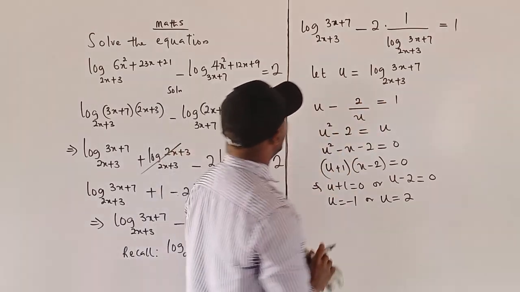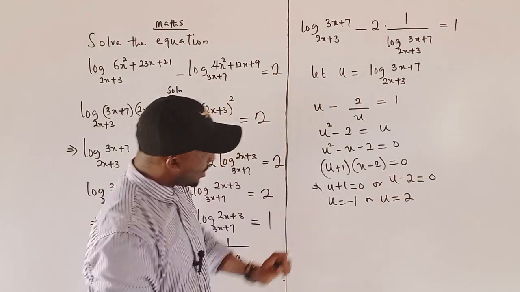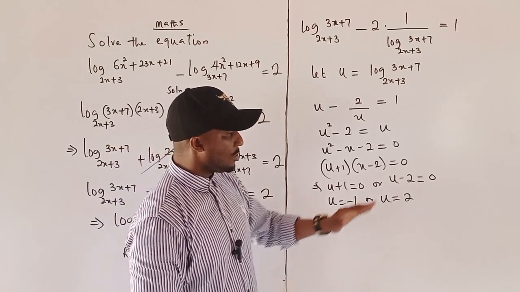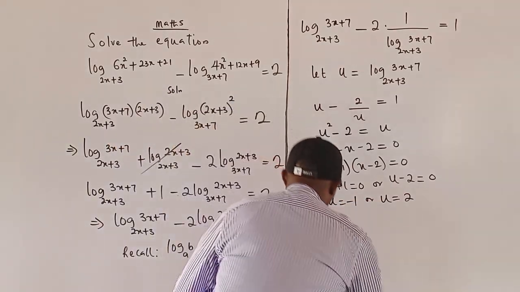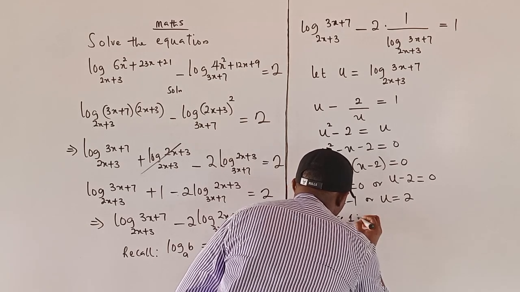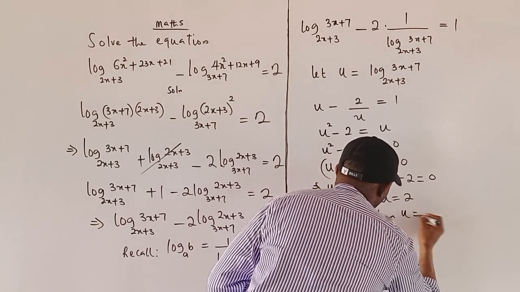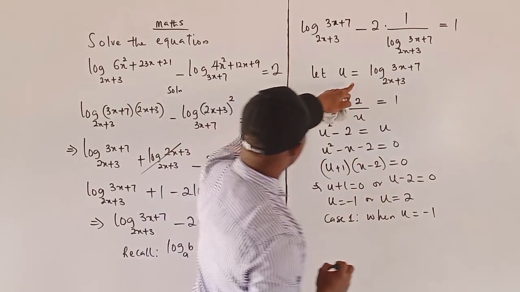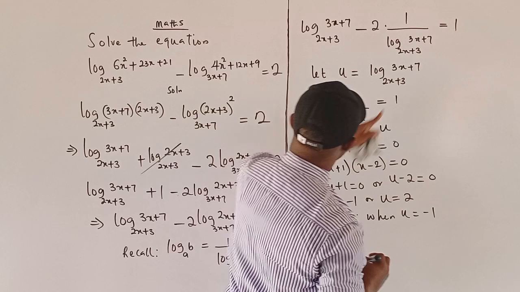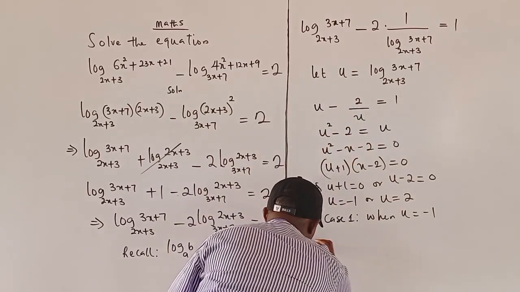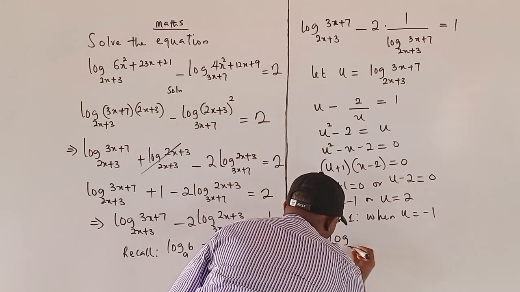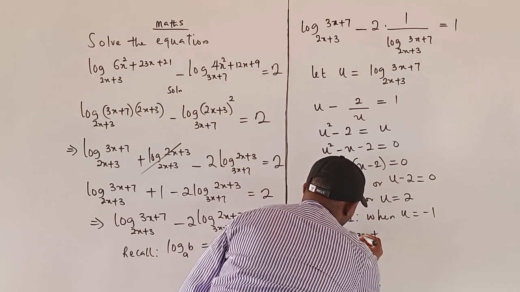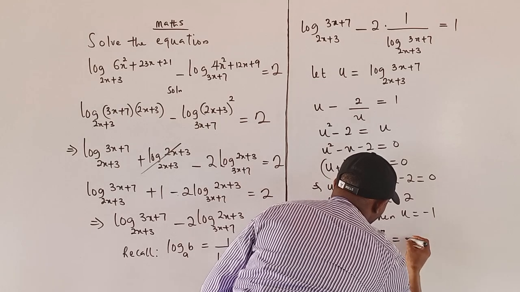We made a substitution for u. Since we have two answers, u equals negative 1 and u equals 2, we are going to have two cases. Case 1, when u equals negative 1. Know that u is log to the base 2s plus 3 of the argument 3s plus 7. So I will now have log to the base 2s plus 3 of the argument 3s plus 7 equal to negative 1.